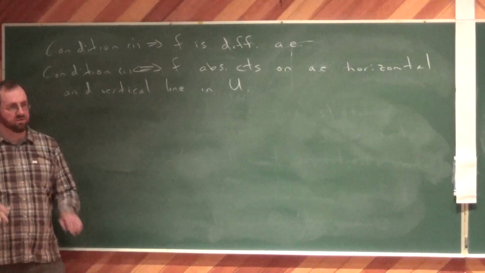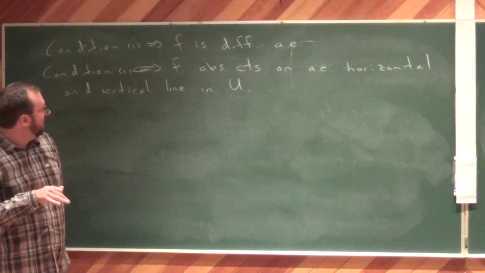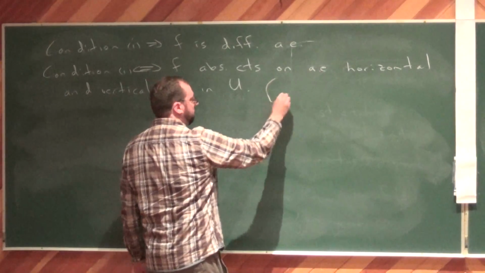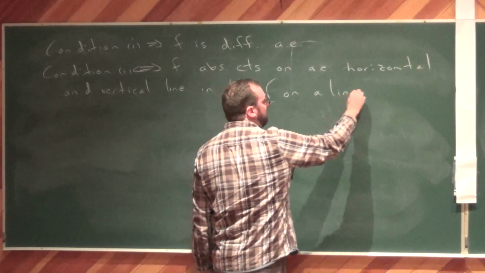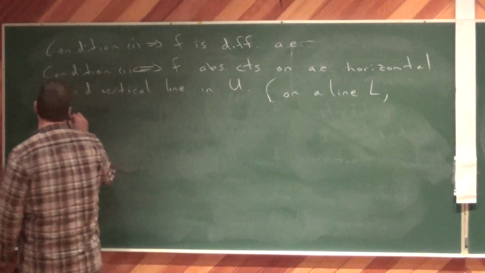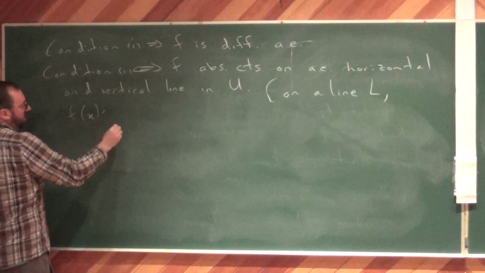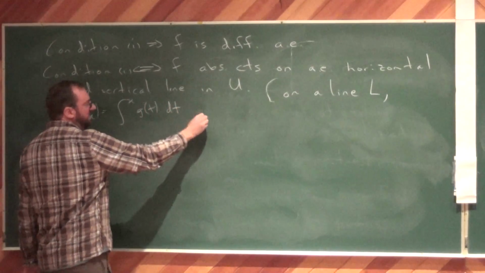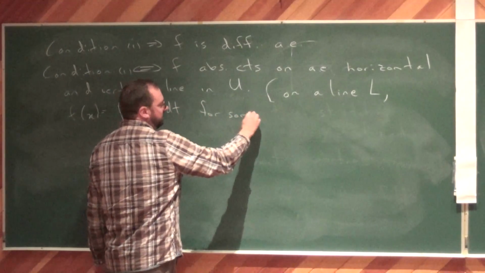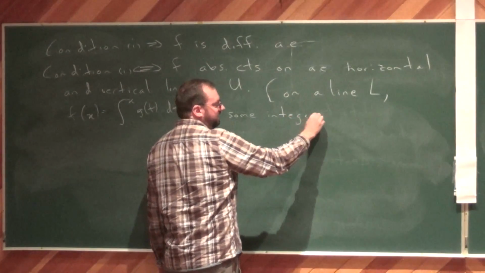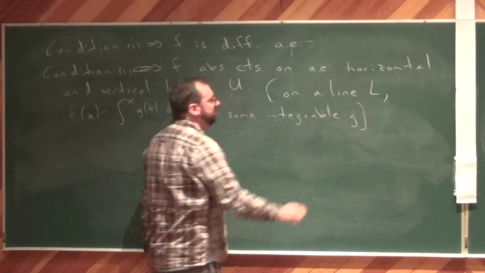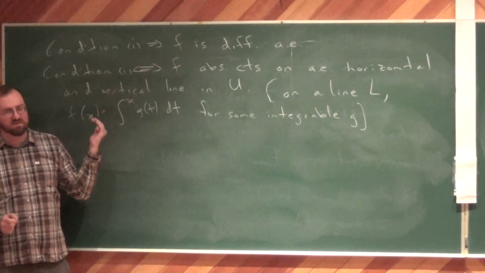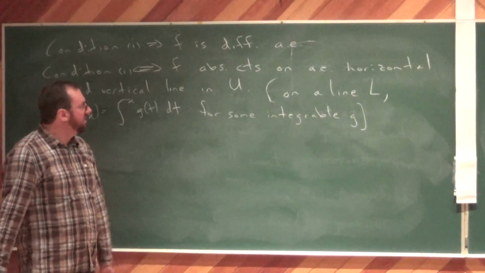Being absolutely continuous on a line means that we can basically find some function and then integrate that function to give F. So on a line L, we can write F of x as the integral up to x of g(t) dt, for some integrable function g. So you can either take the Sobolev space definition or the absolutely continuous on almost every vertical and horizontal line definition.